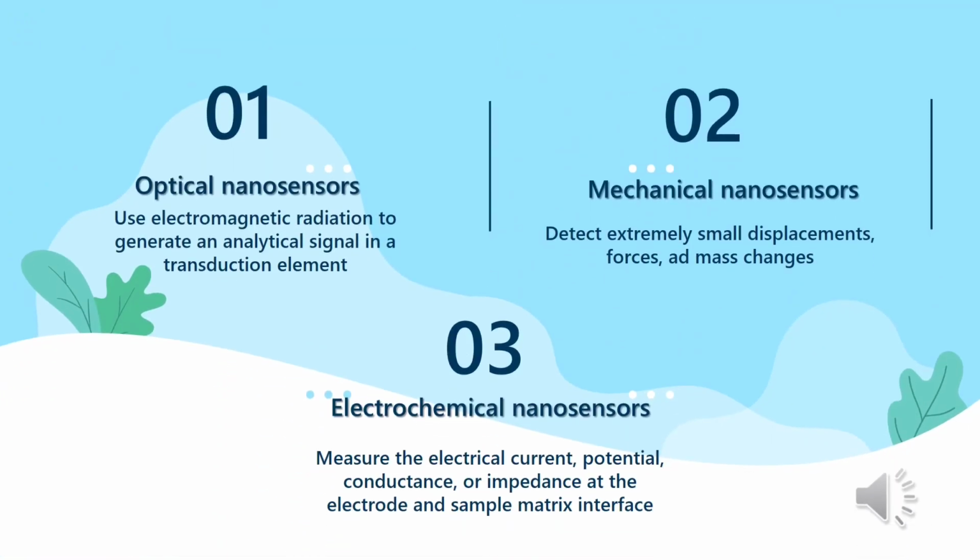There are generally three types of nanosensors: optical nanosensors, mechanical nanosensors, and electrochemical nanosensors. Optical nanosensors work by using electromagnetic radiation to generate an analytical signal in a transduction element. Mechanical nanosensors can detect very small changes in displacement, force, or mass and then generate a signal. Electrochemical nanosensors measure the electrical current, potential, conductance, or impedance at the electrode and sample matrix interface and then generate the signal.